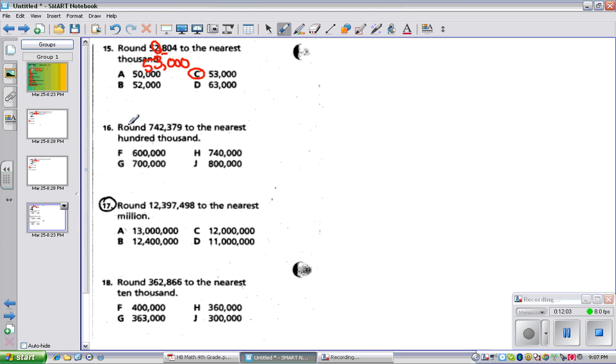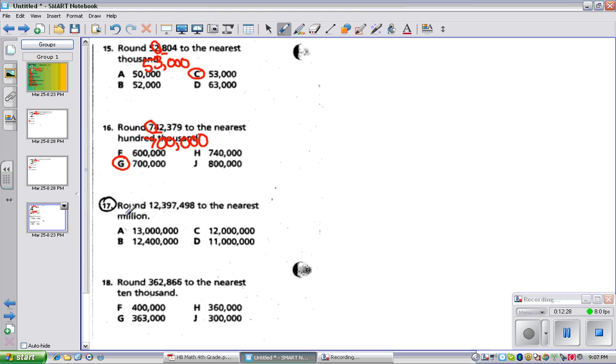Number 16 says round to the nearest 100,000. Ones, tens, hundreds, ones, tens, 100,000s. I circle the 7 and underline the boss. The boss is a 4, which tells me to keep the 7 the same, and the rest of the numbers become zeros. The correct answer is letter G, 700,000. Almost there, 2 more to go.